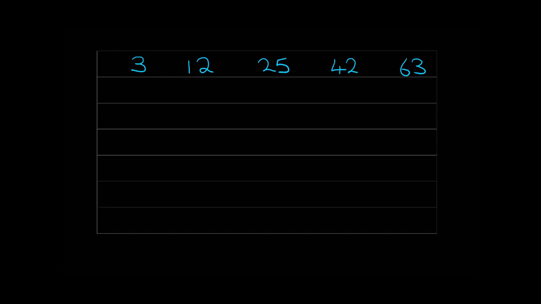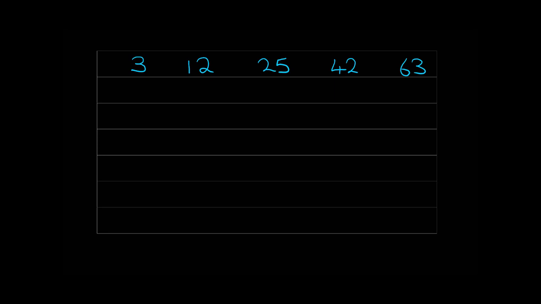Here is an example of a quadratic sequence. We're going to go through the process of how we work out what the nth term rule is for a quadratic sequence. And we start, as we would do for an arithmetic sequence, by working out the differences between the pairs of numbers. So our first two numbers, we've got 3 and 12.